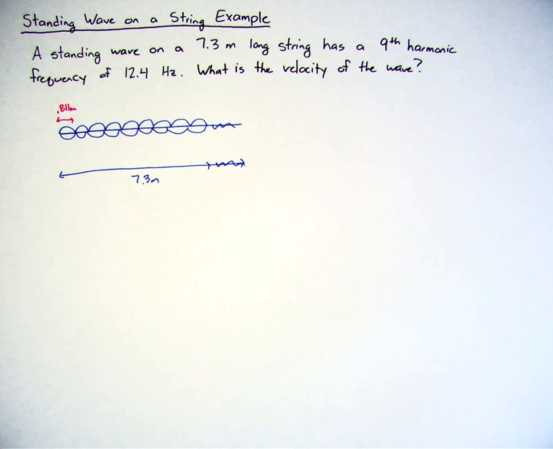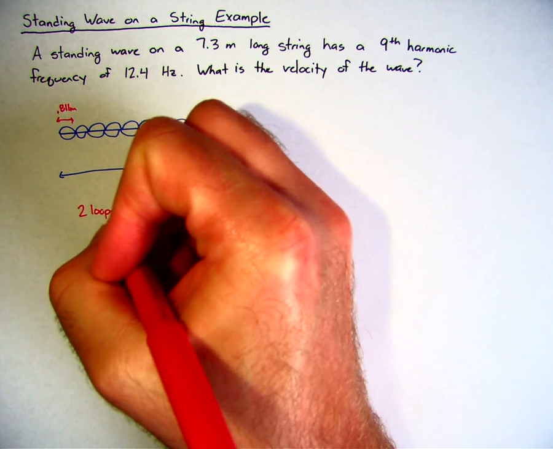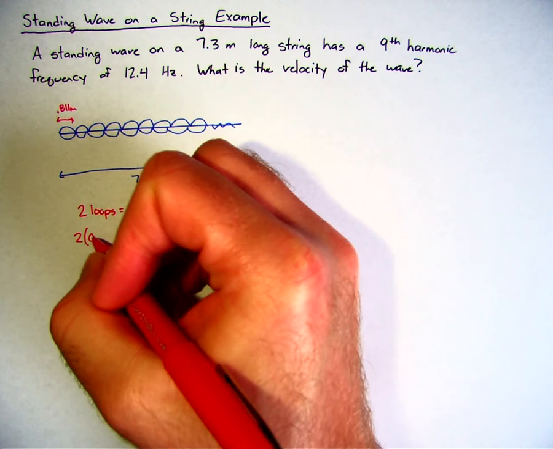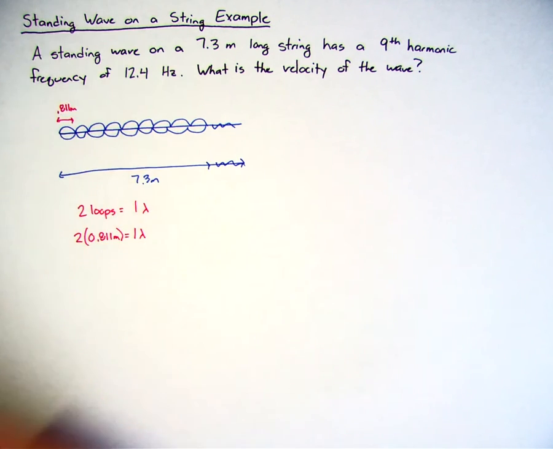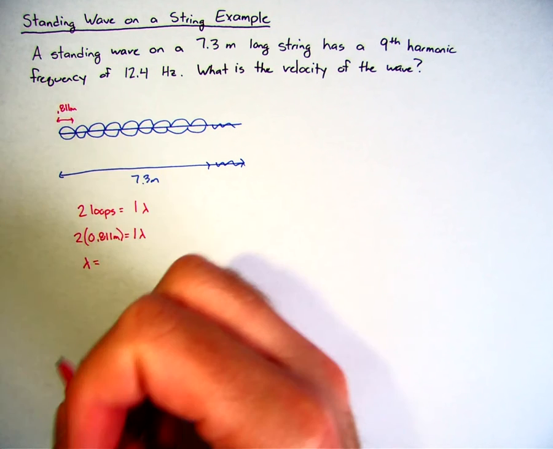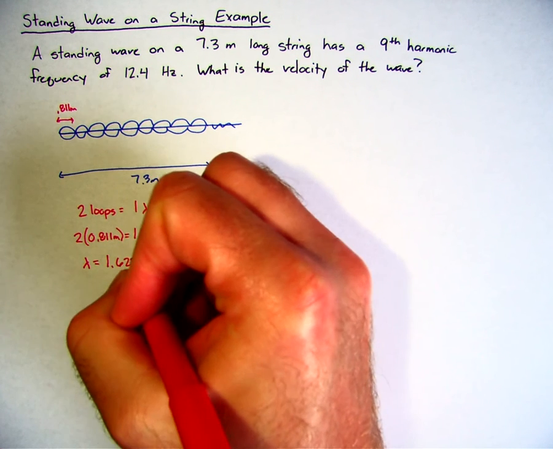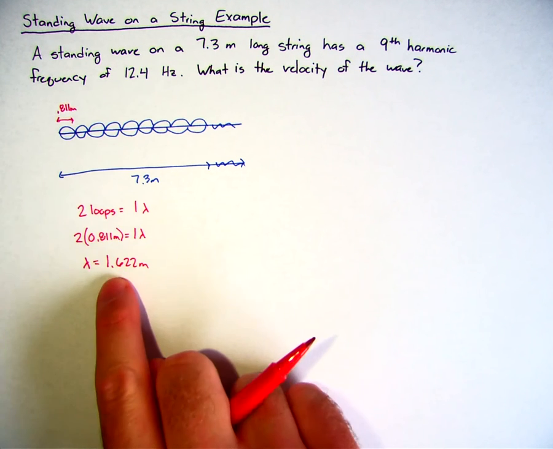Now that helps me because I know that 2 loops is equal to 1 full wavelength. So I know that 2 loops is going to be my 1 wavelength. That means 2 of this length, 0.811 meters, is going to be my wavelength. So the wavelength in this case is just going to be 1.622 meters. So when I have this ninth harmonic with this frequency, this is going to be my wavelength.